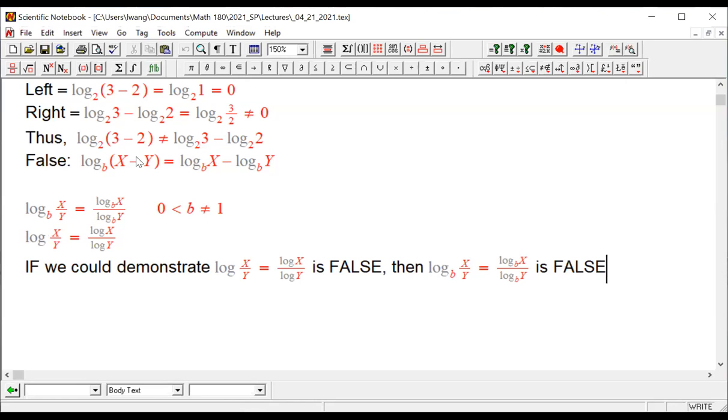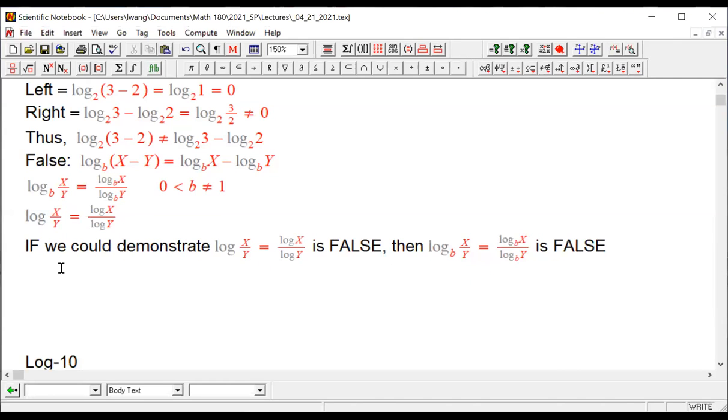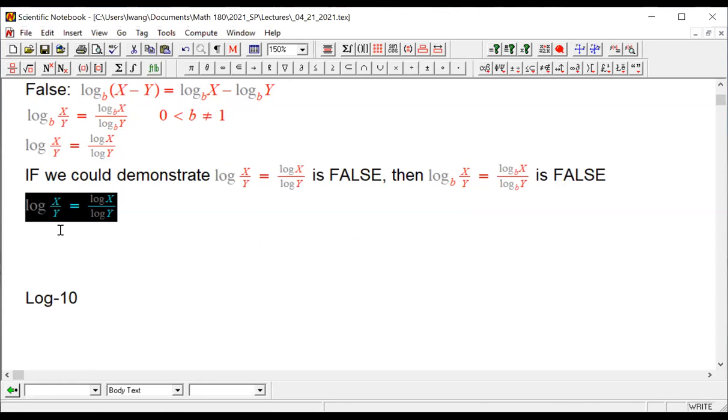Is false. So you can actually use one counterexample to kill two. Okay, so let's work on a counterexample for that one. This counterexample is for base 10, right? Common log. You don't have to choose the base now because the base is already chosen. That's 10, right? You just have to choose x, y.